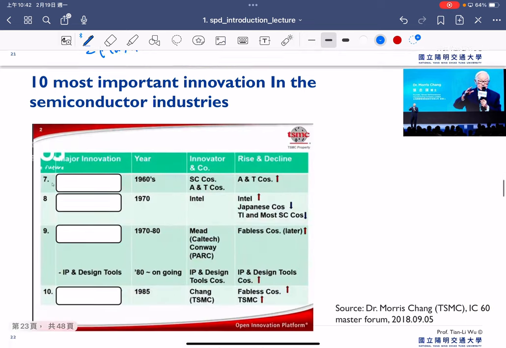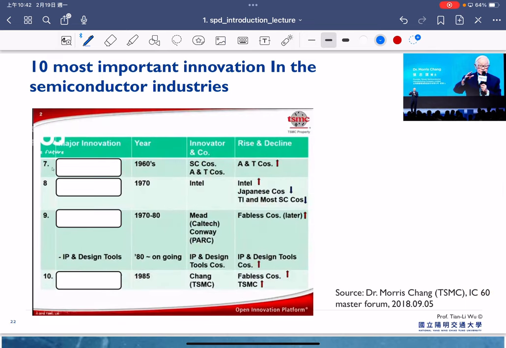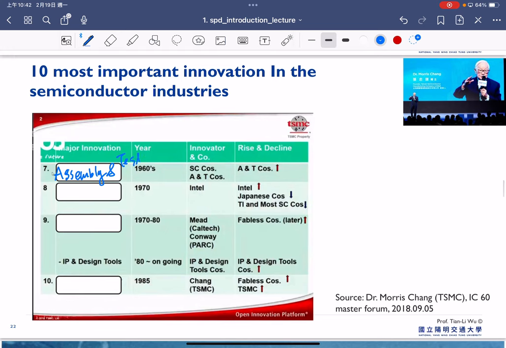And also we start to consider assembly and test. That's because semiconductor technology became relatively complicated, so we needed specialized professional companies that can do the assembly and then the testing.